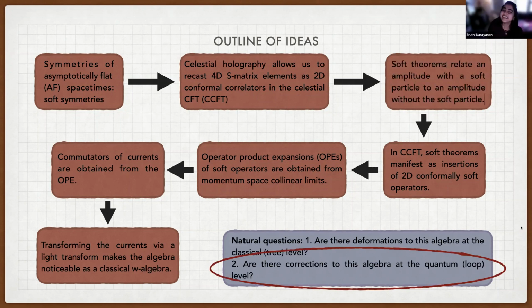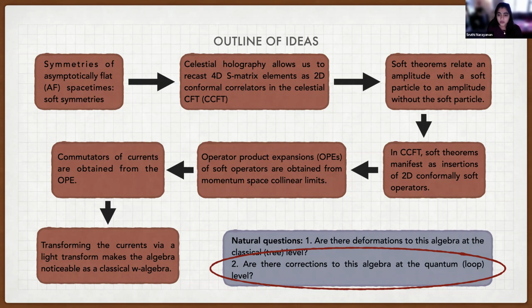Okay, there we go. So soft theorems coming from these soft symmetries relate an amplitude in momentum space with one soft particle or more than one soft particle to an amplitude without the soft particles. Okay, so that's sort of the basis that we start with to understand what these soft symmetries are. And so we can use what we know from celestial holography to recast these soft theorems as insertions of two-dimensional conformally soft operators. And I will explain to you what those are and how we construct them and what they mean. But what we're allowed to get is what we call conformally soft theorems in celestial CFT.